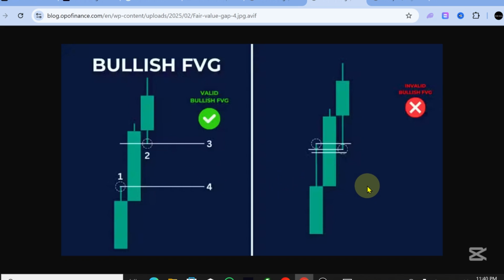An invalid FVG, which is the abbreviation of fair value gap: you see that the wick of this first candle and the other candle overlap. Let's say the wicks of the two candles overlap or touch, there's no gap. So this is an invalid fair value gap. There's no gap here to look for fair value gap.